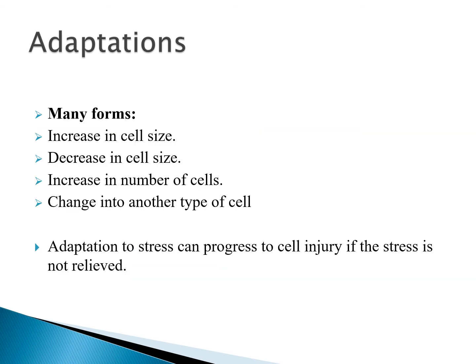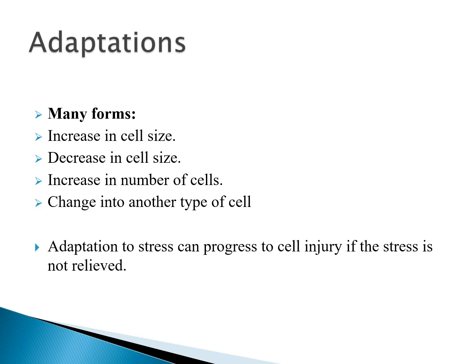Now, adaptations can take many forms. It can result in an increase in cell size (حجم الخلية بيزيد), or an increase in the number of cells (عدد الخلايا بيزيد), or a decrease in the number of cells (عدد الخلايا بيقل), or a decrease in cell size (حجم الخلايا بيقل), and a change from one type of cell to another type. These are all forms of adaptations in which the cell is still alive (الخلية بعدها عايشة), and still functional.